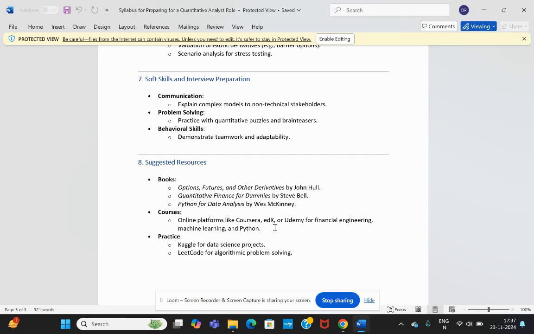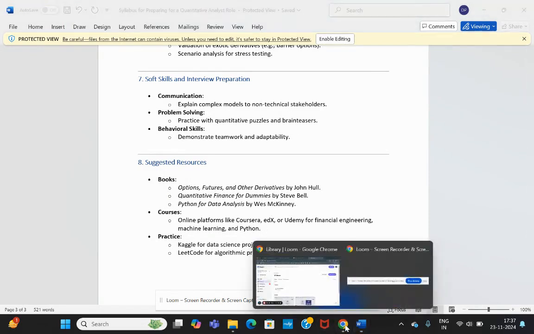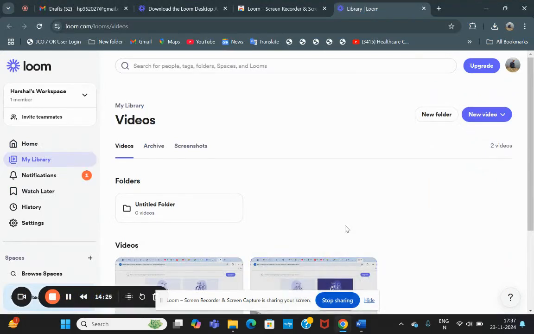And given the market demand for the quant analyst role, you can go for market risk analyst or credit risk analyst. You can also learn loss given default and probability of default. All these concepts are used by the quantitative analyst. And in quant analysis, there are huge scopes. You can learn many things from it.